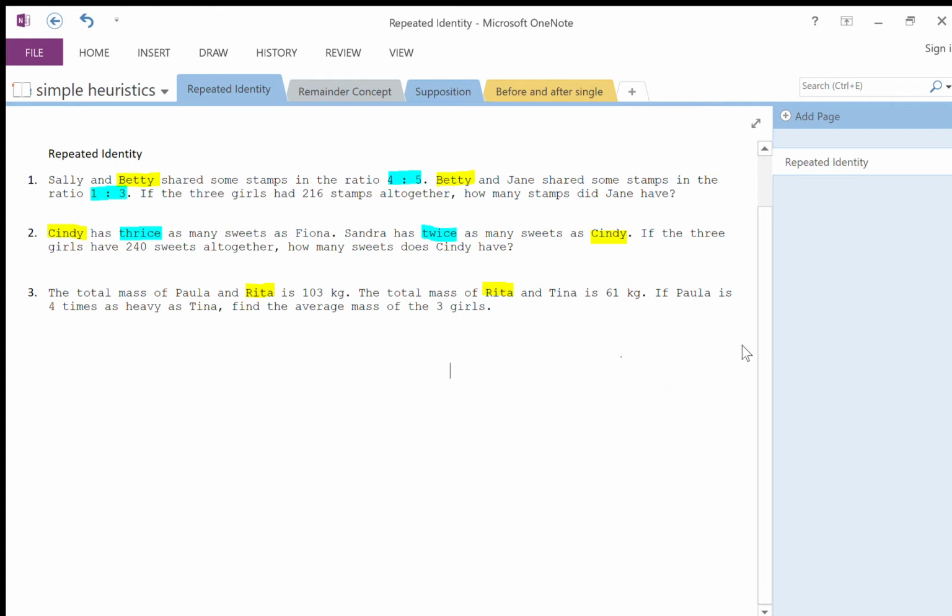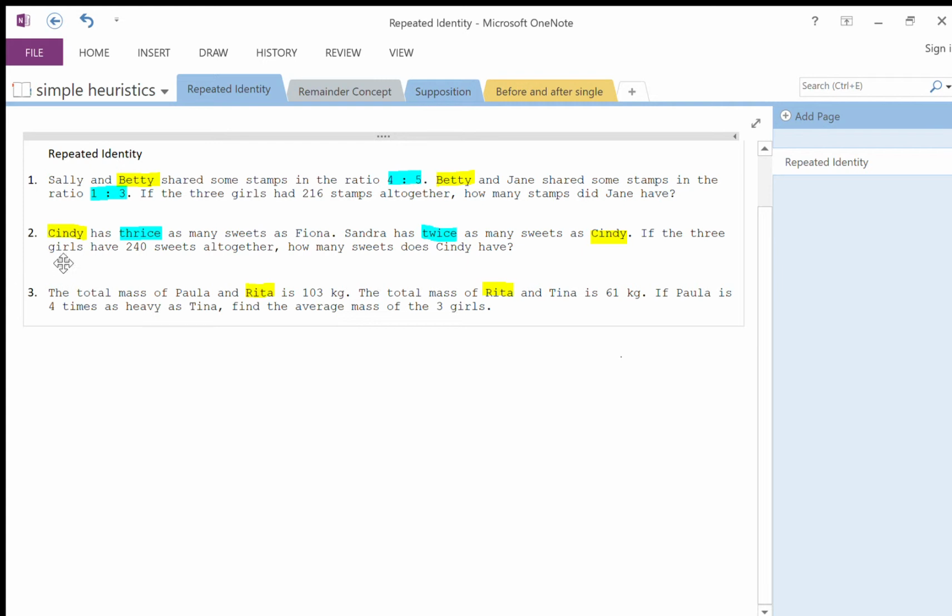For repeated identity, what you need to do is to first recognize that this is a repeated identity question. Over here we have 3 of them. The first one: Sally and Betty shared some stamps in the ratio 4:5. Betty and Jane shared some stamps in the ratio 1:3. Now if the 3 girls had 216 stamps altogether, how many stamps did Jane have? In this story there are actually 3 people: first Sally, second Betty, followed by Jane. However, there are 2 sets of ratio given, as stated in blue. The first one is 4:5, the second one is 1:3. Then you realize that in the 2 sets of ratios, Betty is being repeated. So there's Betty here and Betty here. This tells us that it is a repeated identity question.